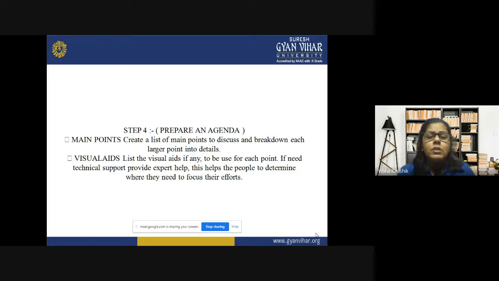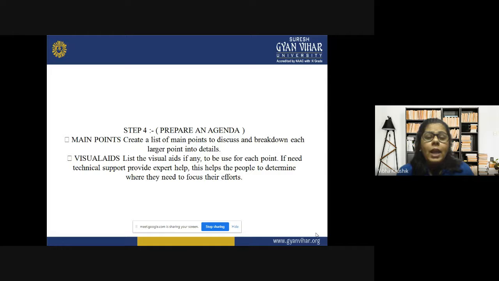Visual aids: list the visual aids, if any, to be used for each point. Now, if we are using any visual aids for that discussion or for solving or discussing a particular point, then we have to mention that this visual aid will be used for that particular point.